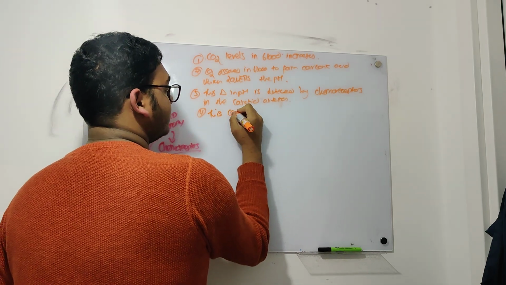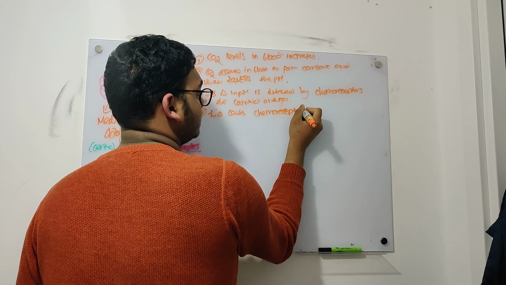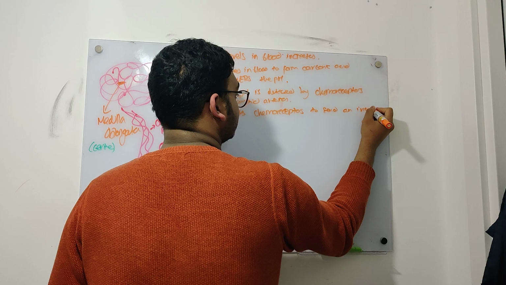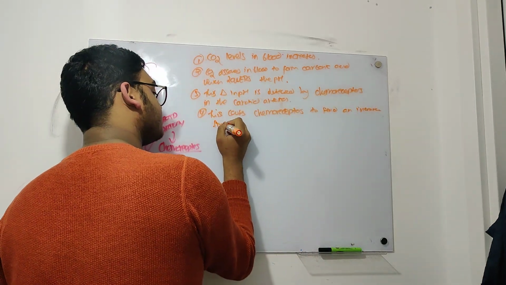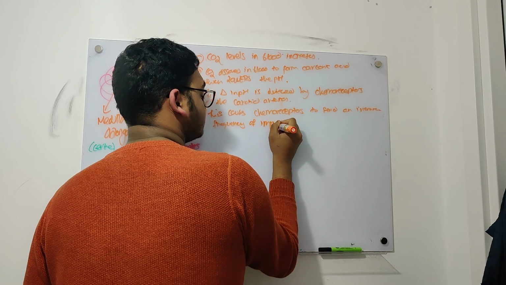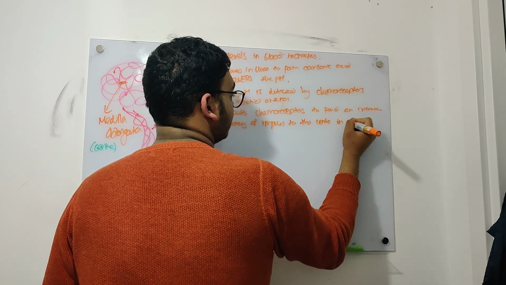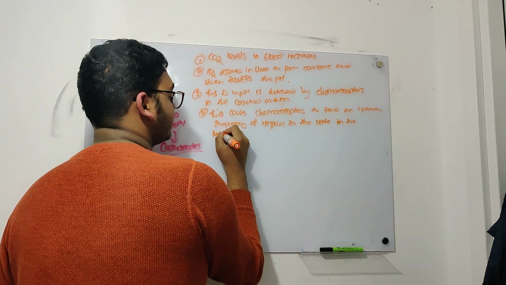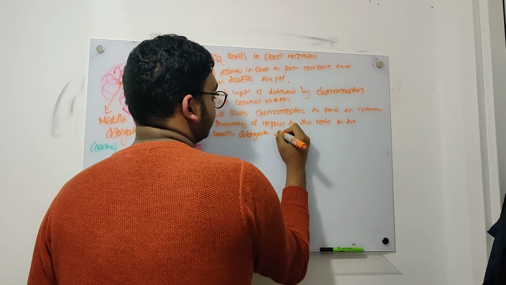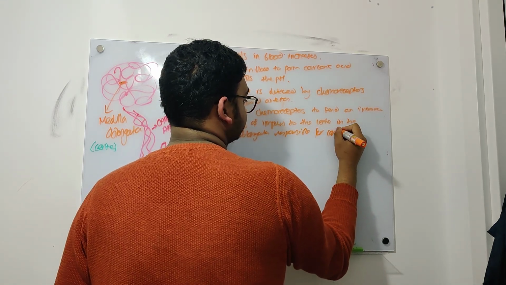This causes chemoreceptors to send an increased frequency of impulses to the center in the medulla oblongata responsible for controlling heart rate.